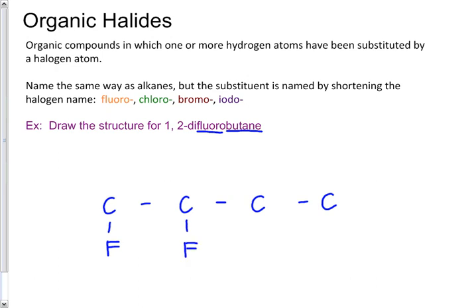Now, you could draw the rest of the H's in their exact positions, but if you look, this end carbon, number 1, has 2 more H's that it can bond to. The next carbon only has 1 more H that it can hold. This one has 2 more, and the last one has 3 available. So that is how you draw the structure for 1,2-difluorobutane.